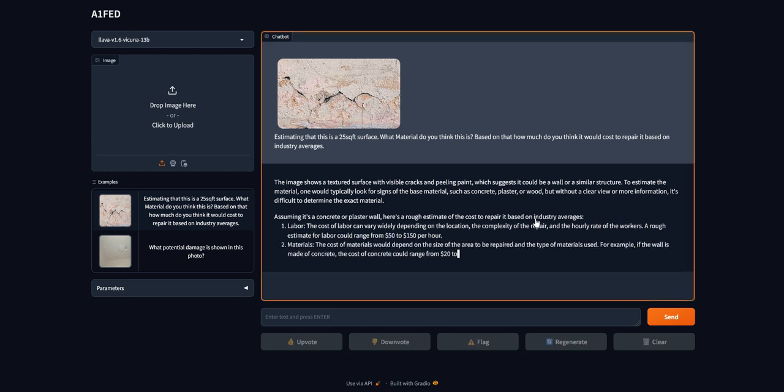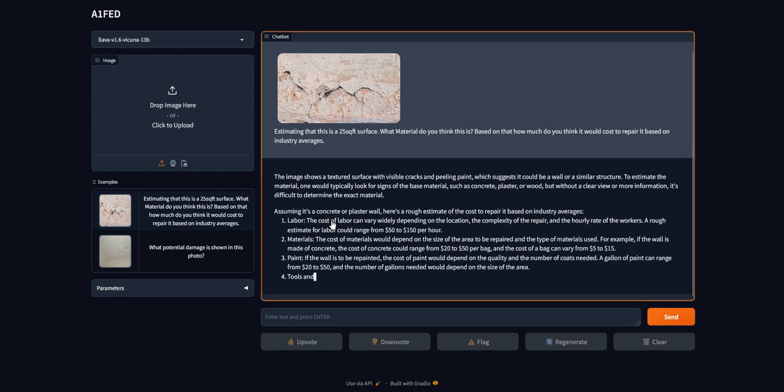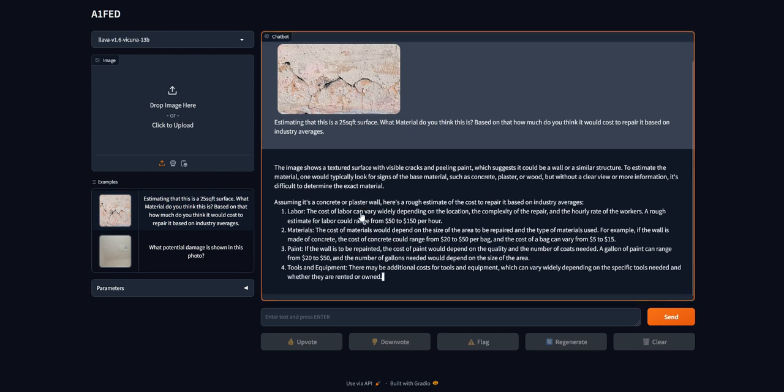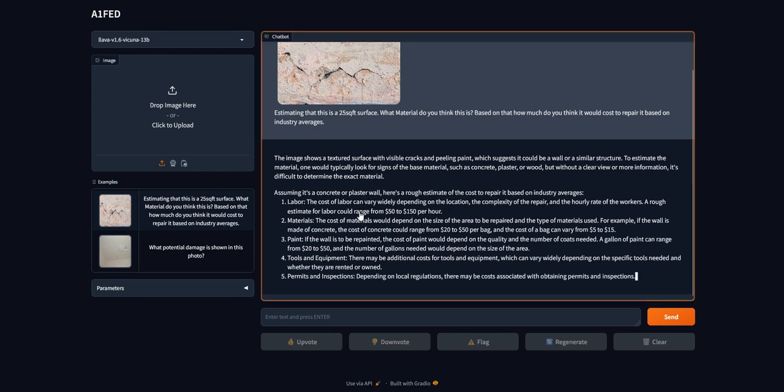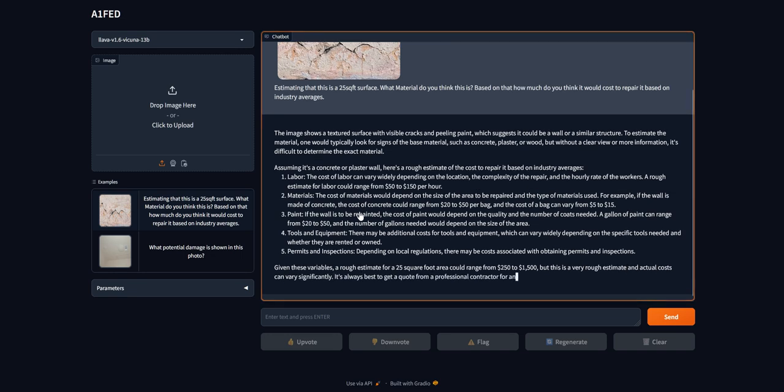Early on, we can see that the model has used image classification to identify what it believes the building materials are. It's going to assume that it's a concrete or a plaster wall. It then uses reasoning, factoring in labor, materials, paint, tools, permits, and other potential costs to generate an estimated price range.